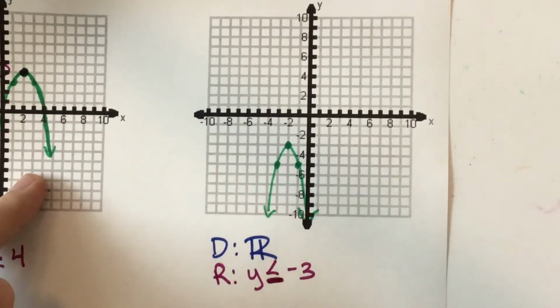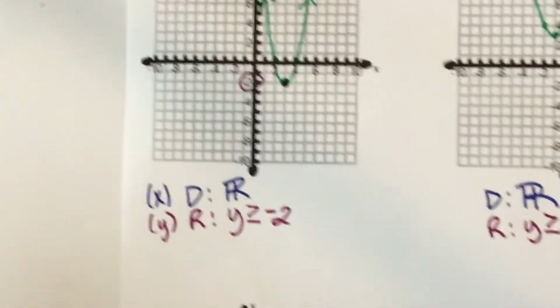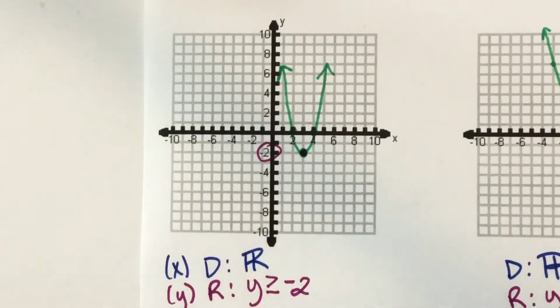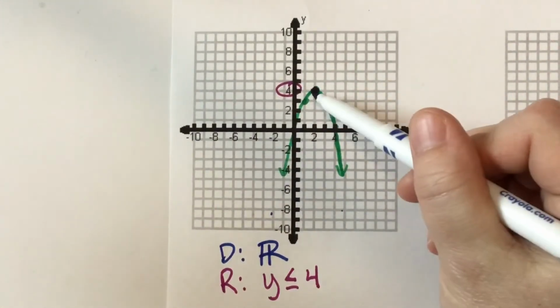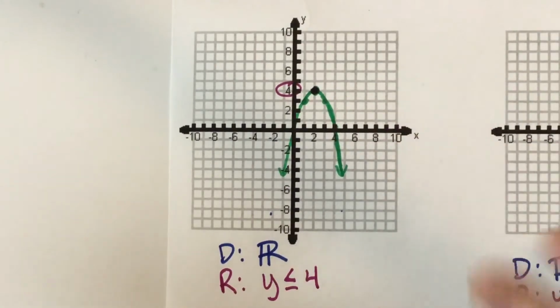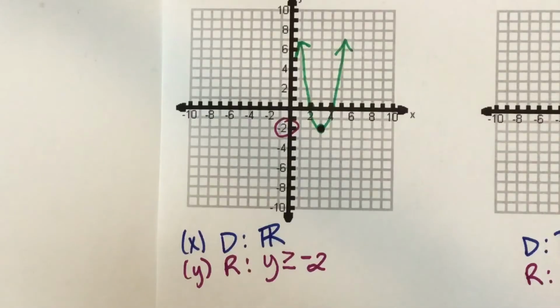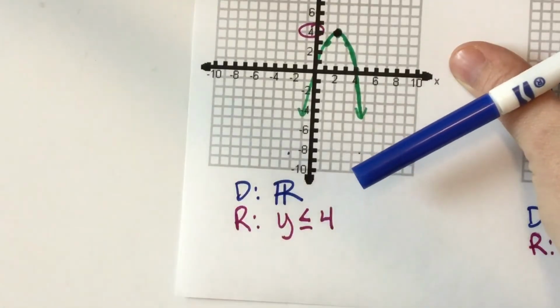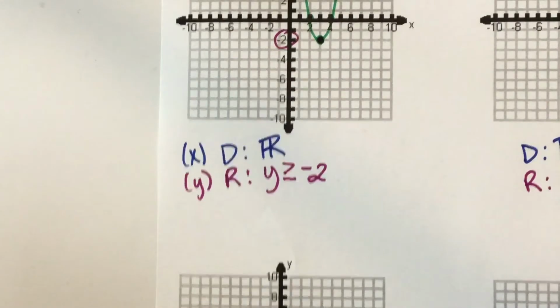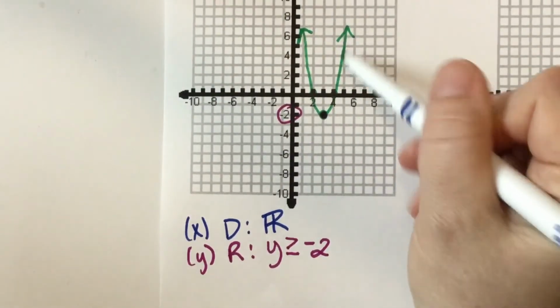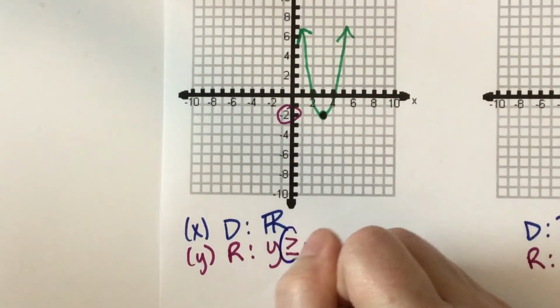So just looking at these pictures, anytime the graph goes up, it goes forever left and right. So domain is all reals. And anytime it goes down, it goes forever left and forever right. So the range is also all reals. So it doesn't matter if a graph opens up or if a graph opens down, the domain is going to be all real numbers. Now range, if the graph goes up, your y's will get greater.